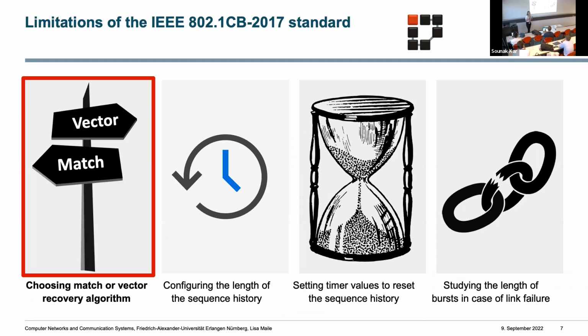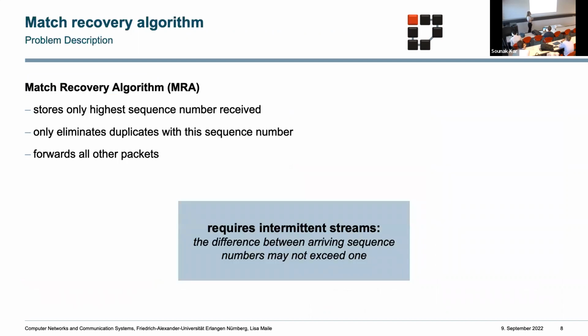First, to identify duplicate packets, FRER offers two different algorithms. Let us start with the simple one, called the match recovery algorithm. Here, only the highest sequence number that we have received is stored, and we identify all duplicates with this sequence number. All other packets are simply forwarded. This is very simple, and the standard says that this will only work if we have a special stream characteristic, which they call intermittent. This means that the difference between sequence numbers may never exceed 1.